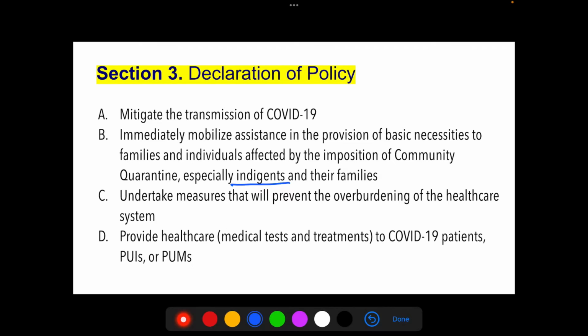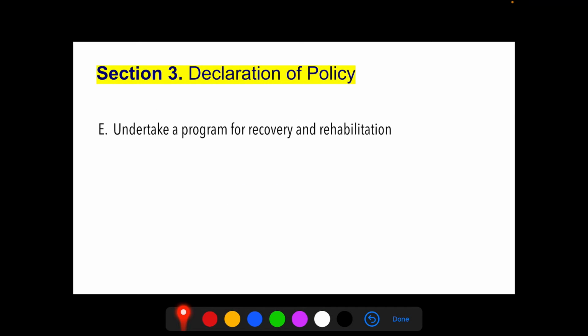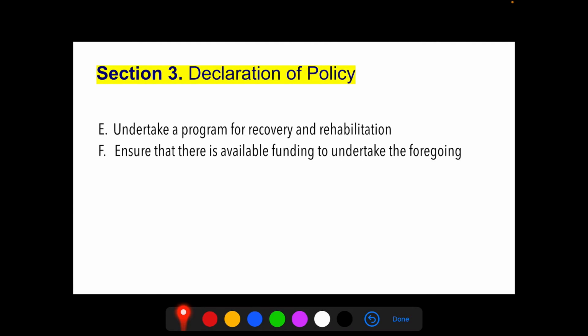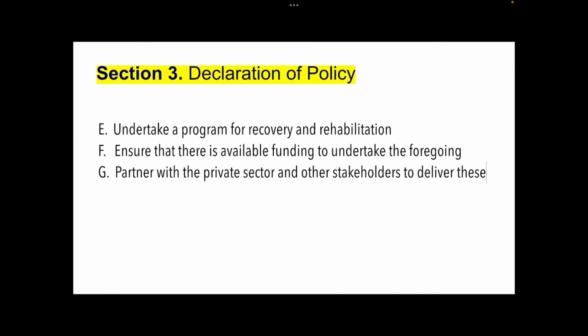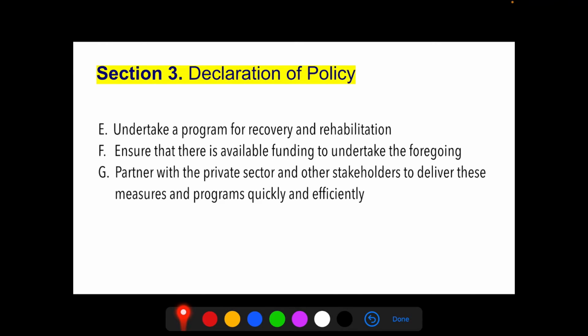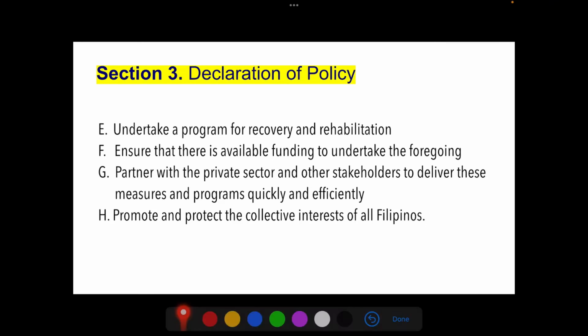And next one, to provide healthcare, so that now includes medical tests and treatments to COVID-19 patients and also to PUIs or persons under investigations, or the PUM or the persons under monitoring. And also to undertake a program for the recovery and rehabilitation, so that now includes social amelioration program and also the provision of safety nets to all affected sectors. Next one, ensure that there is available funding to undertake the foregoing and also to partner with the private sectors and other stakeholders to deliver these measures and programs quickly and efficiently, and also to promote and protect the collective interest of all Filipinos, of course, in these challenging times.